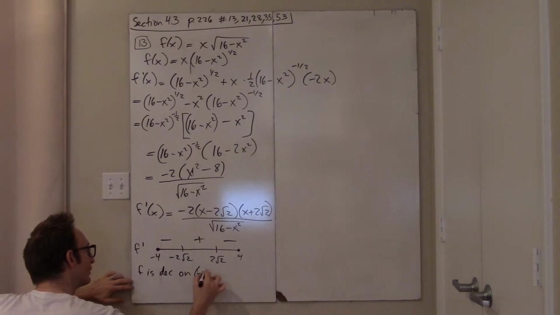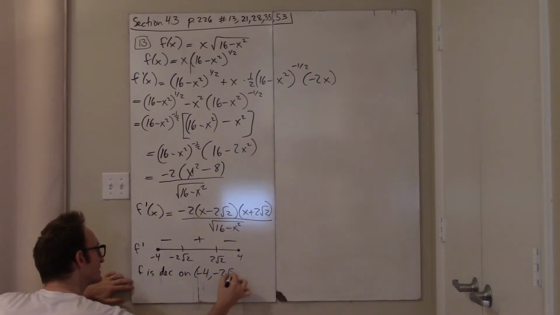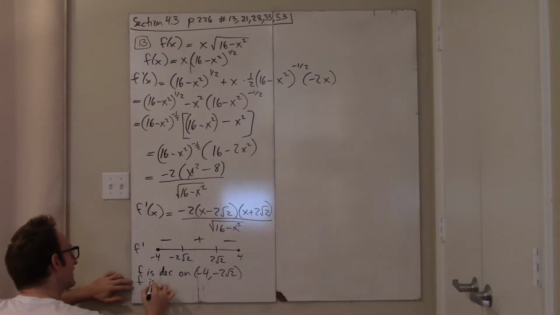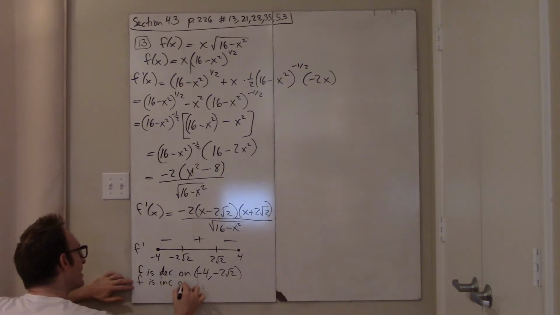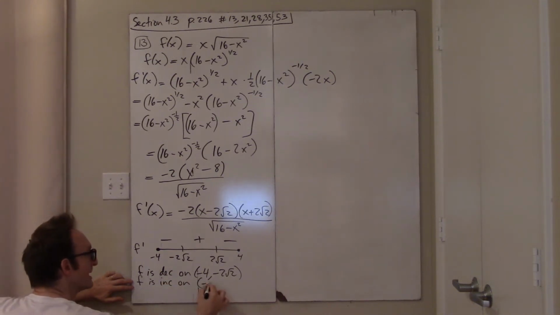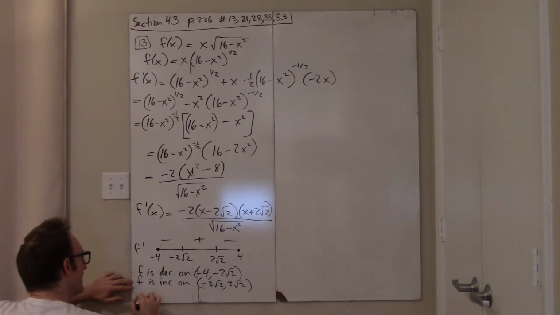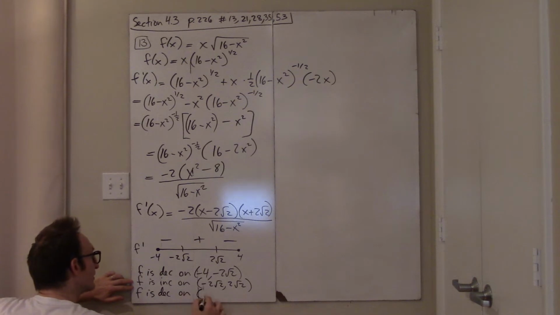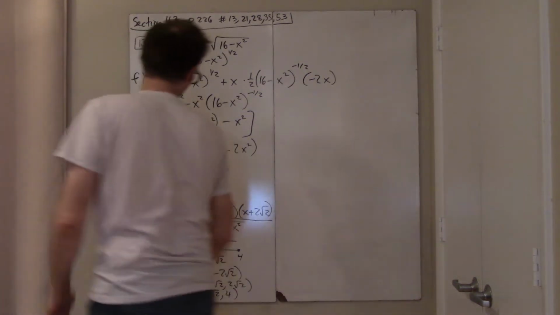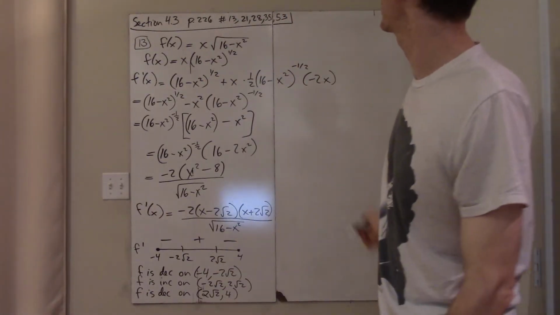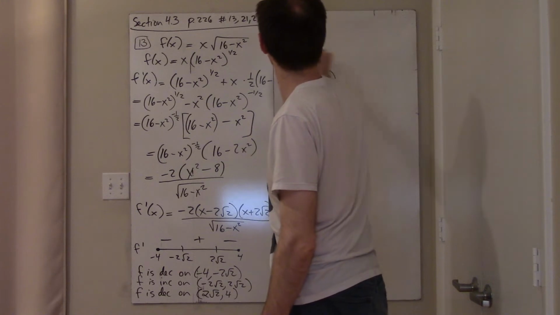And so actually we can say that for this problem, f is decreasing on the interval from -4 to -2 root 2. F is increasing on the interval from -2 root 2 to 2 root 2. And finally f is again decreasing on the interval from 2 root 2 to 4. So incredibly powerful information. We learn about what this function is doing by taking the derivative.